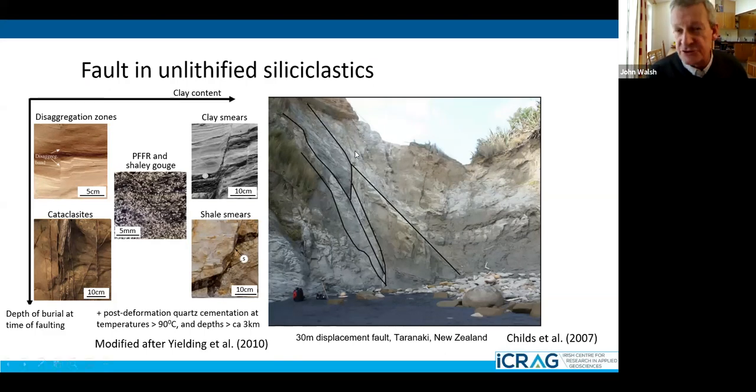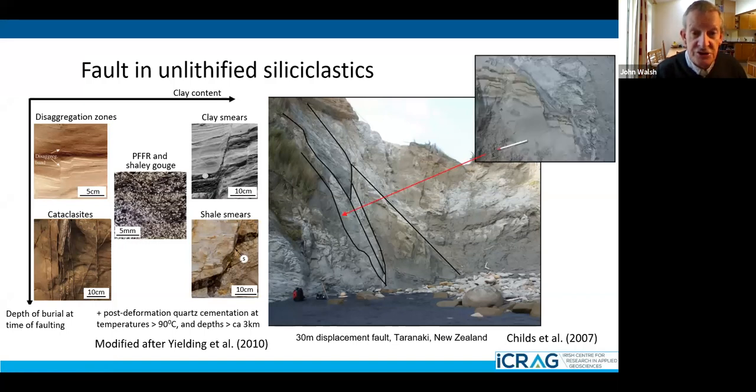And at those depths, they were not really solid, they weren't really lithified. We get beautiful clay smears developed along them. And I'm going to show you that. There is some cataclasis here.